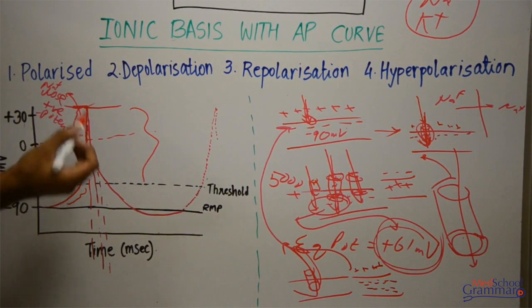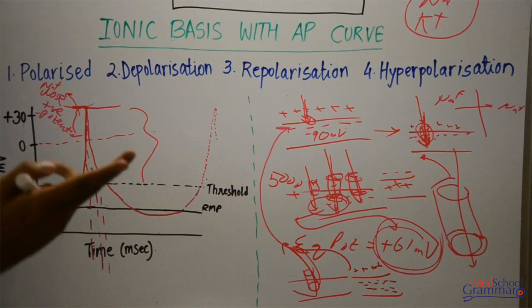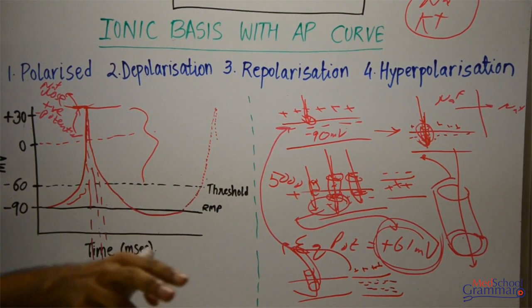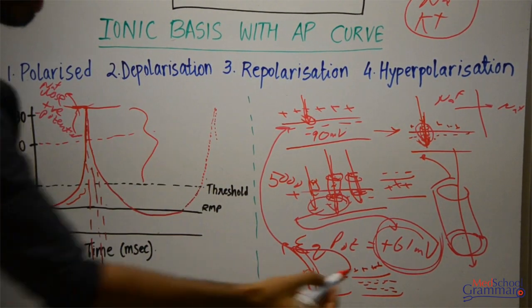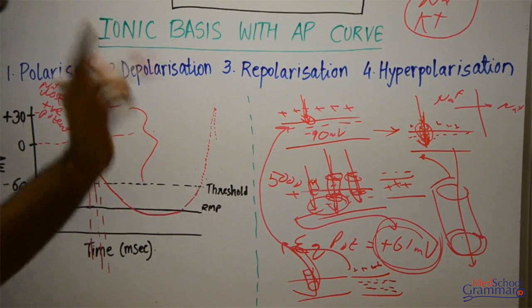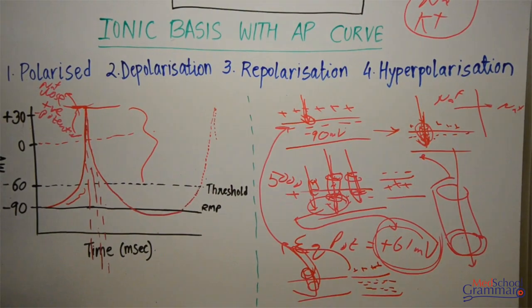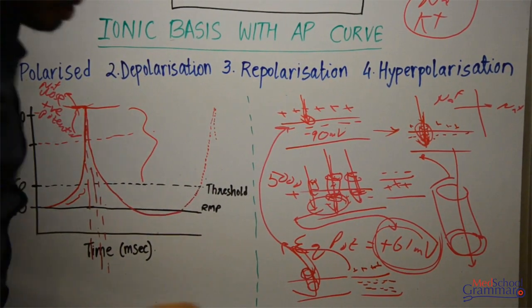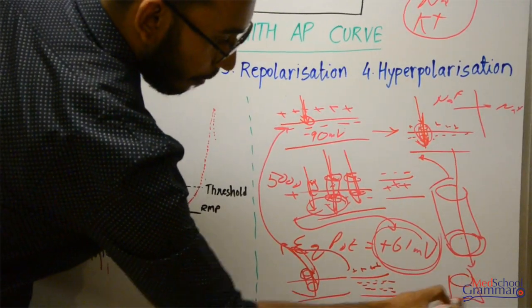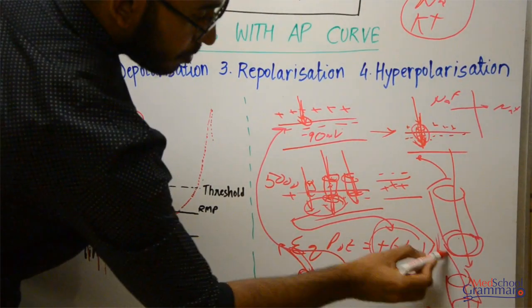You are polarized means you are negative inside. You are hyperpolarized means you are more negative than normal, more negative than rest. So this is known as hyperpolarization. Now why does this occur? This occurs because these potassium channels are slow to close. So potassium channels remain open for a longer time, so potassium keeps moving out.